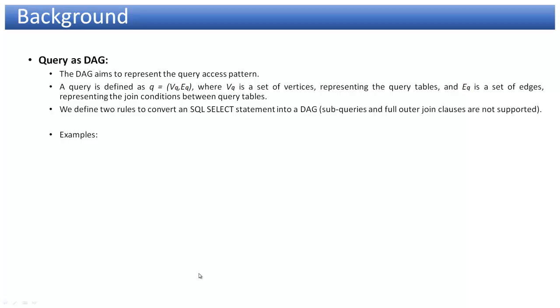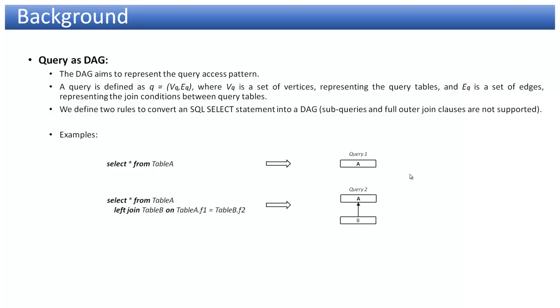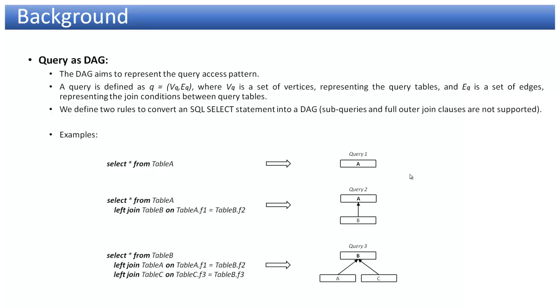So we have some examples here. In the example we can see the mapping between query and DAG: a query with one table and its respective DAG, two tables, and three tables. We have more information in the article about the definition of DAGs by queries.